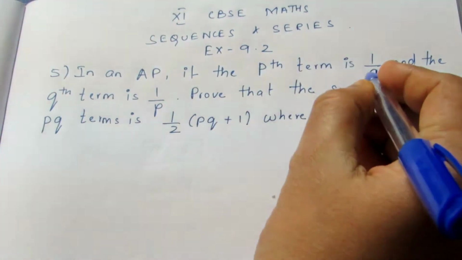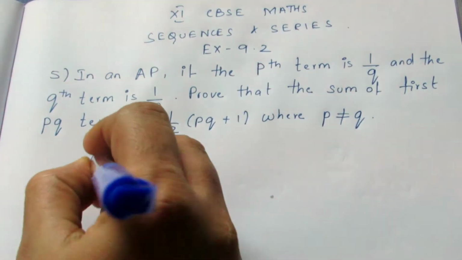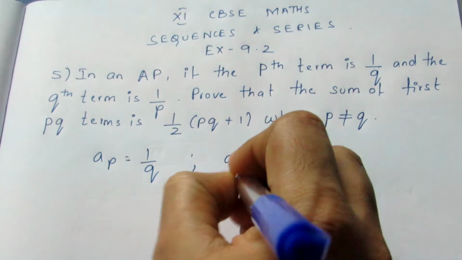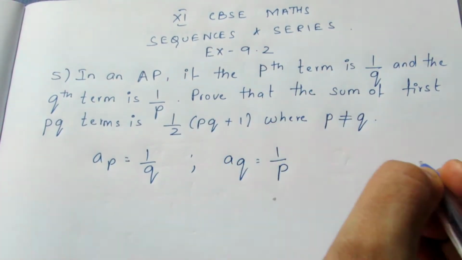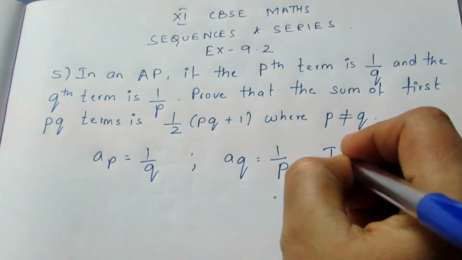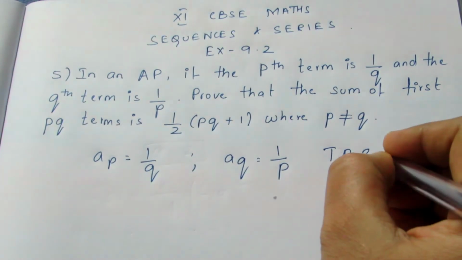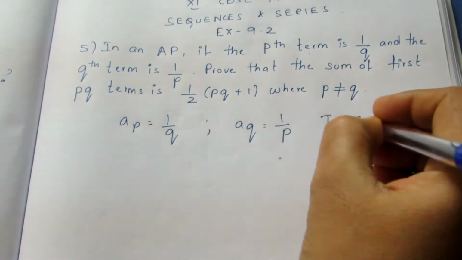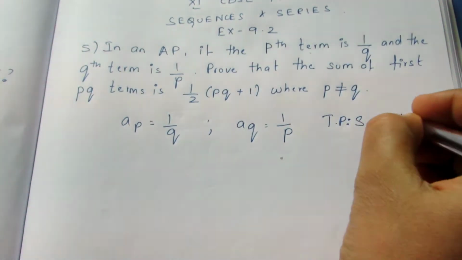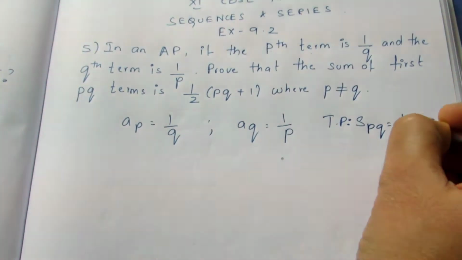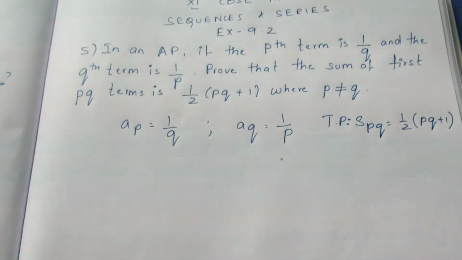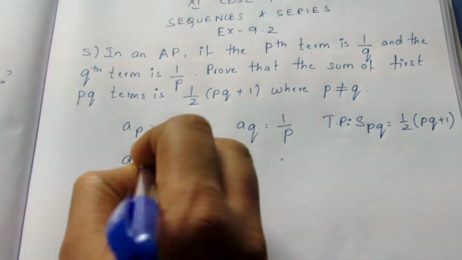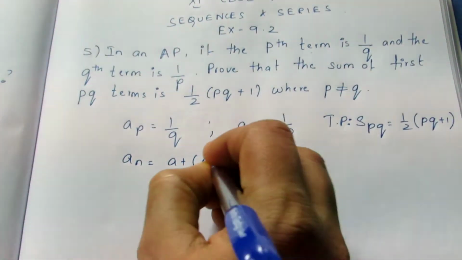Here they are given the pth term is 1 by q, that is a_p is equal to 1 by q, then a_q is equal to 1 by p. We need to prove that S_pq is equal to half into (pq plus 1). Now let's use the formula: a_n is equal to a plus (n minus 1) into d.